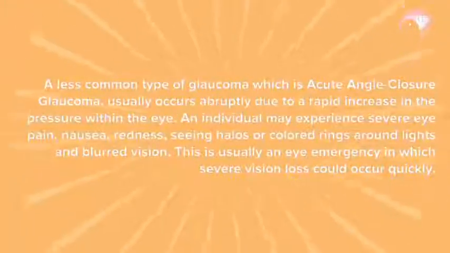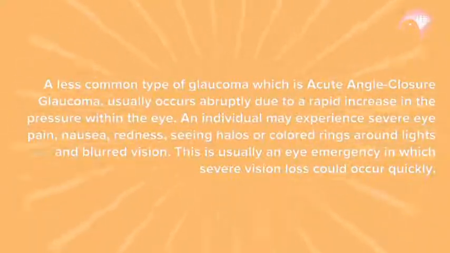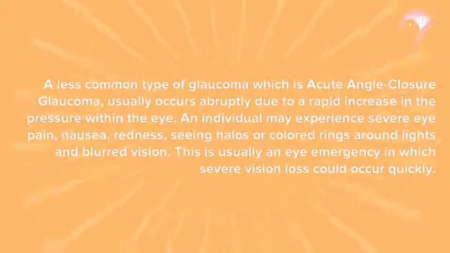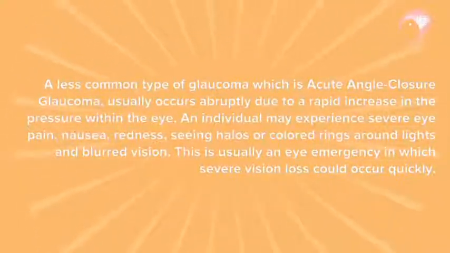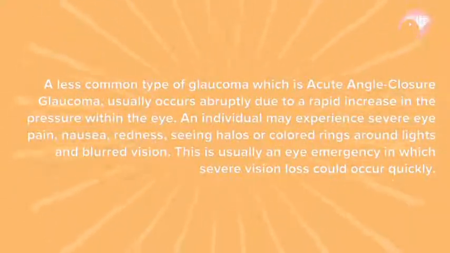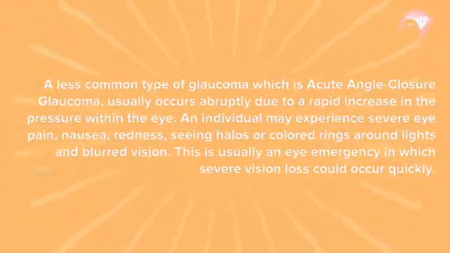A less common type of glaucoma, which is acute angle closure glaucoma, usually occurs abruptly due to a rapid increase in the pressure within the eye. An individual may experience severe eye pain, nausea, redness, seeing halos or colored rings around lights, and blurred vision. This is usually an eye emergency in which severe vision loss could occur quickly.